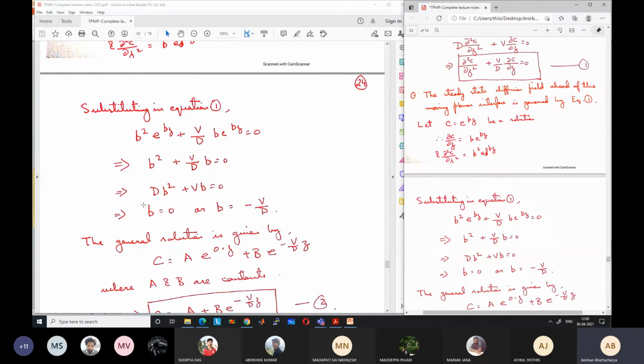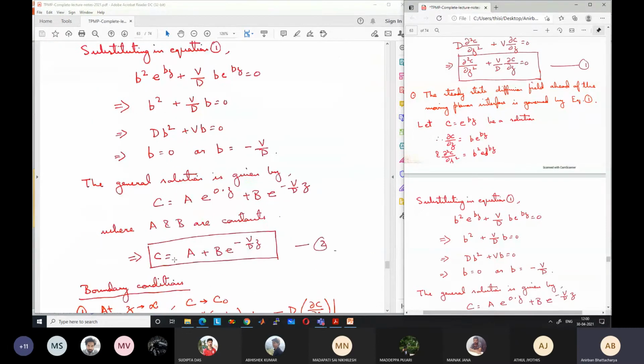Where A and B are constants. We don't know the value of these constants, but these are constants. Now A e to the power 0 can be written as A, because e to the power 0 is 1. So ultimately, for the solution that we have obtained, we don't yet know whether this is the correct solution unless we put in the boundary conditions and check.